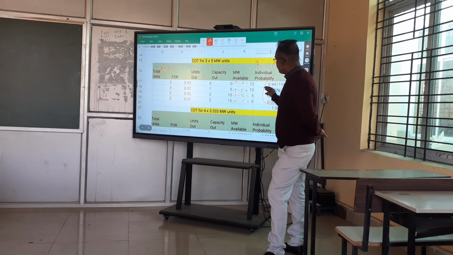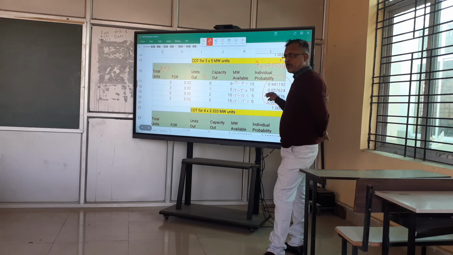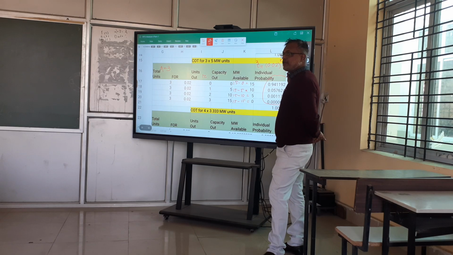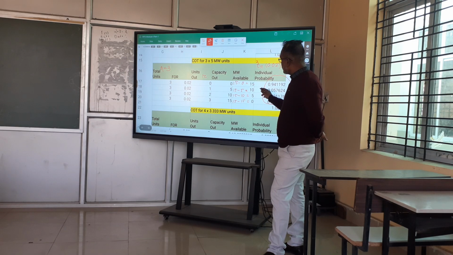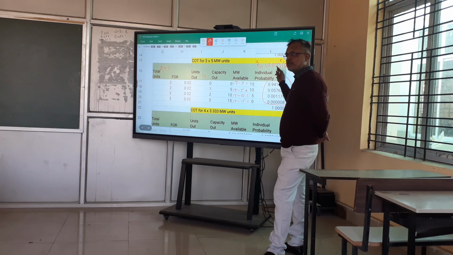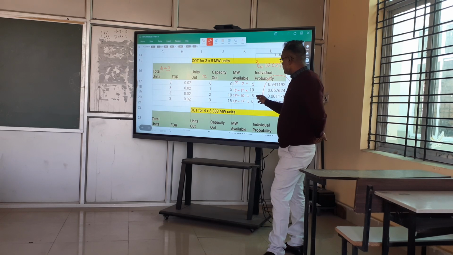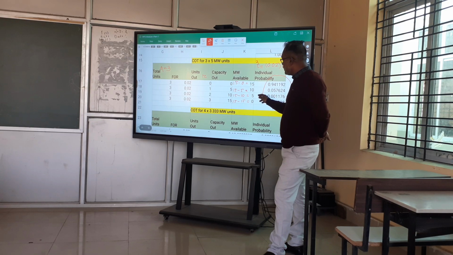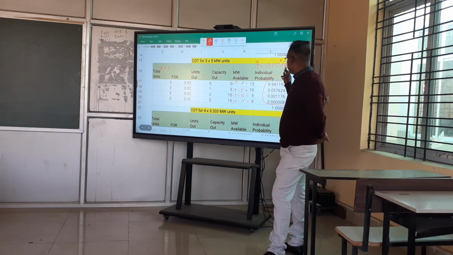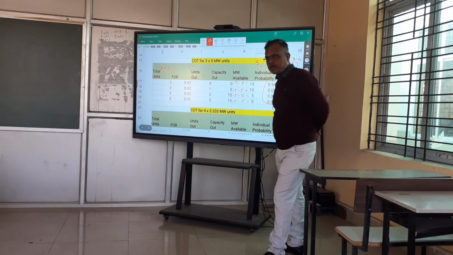Always write the complete formula before this. Always write the complete formula. For example, this will be 3C0, 0.02 to the power 0, 0.98 to the power 3. This will be 3C1, 0.02 to the power 1, 0.98 to the power 2. The next is 3C2, 0.02 to the power 2, 0.98 to the power 1.